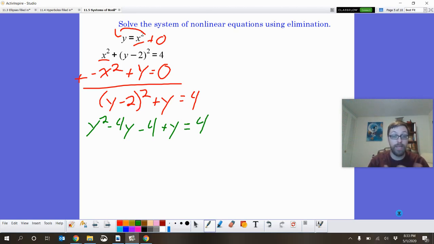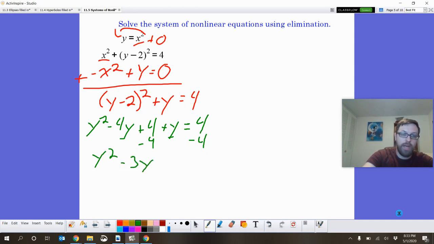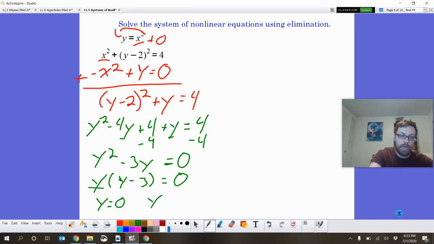Okay, now that we've got that, I need to get it equal to 0, and I've got to clean up my equation a little bit. Oh, I missed a plus right there. So minus 4, and we're going to combine these like terms. We get y squared minus 3y equals 0. My left-hand side is now a GCF factor. I can factor out a y. Then by the zero product property, y equals 0 or y equals 3. So this looks like it's going to be a case where we get 2 solutions. Right now it could expand to more. We don't know. It could go to a maximum of 4, remember.